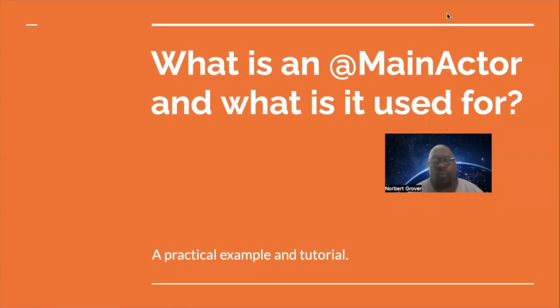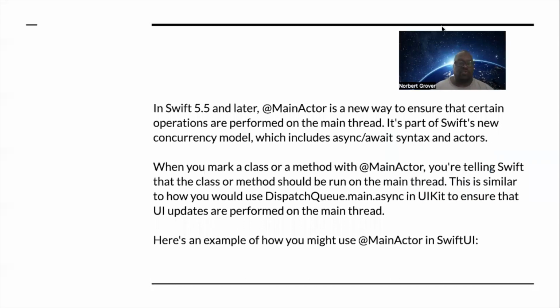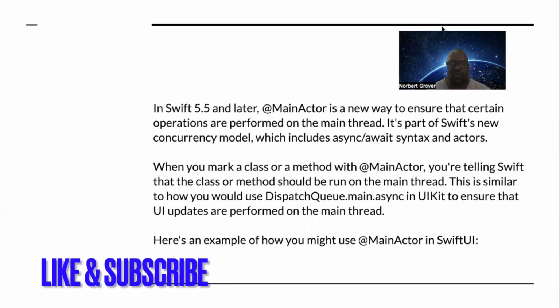So now let's talk about what @MainActor is and what it's used for. In Swift 5.5 and later, @MainActor is a new way to ensure that certain operations are performed on the main thread. It's a part of Swift's new concurrency model, which includes async/await syntax and actors. When you mark a class or a method with @MainActor, you're telling Swift that the class or the method should run on the main thread.